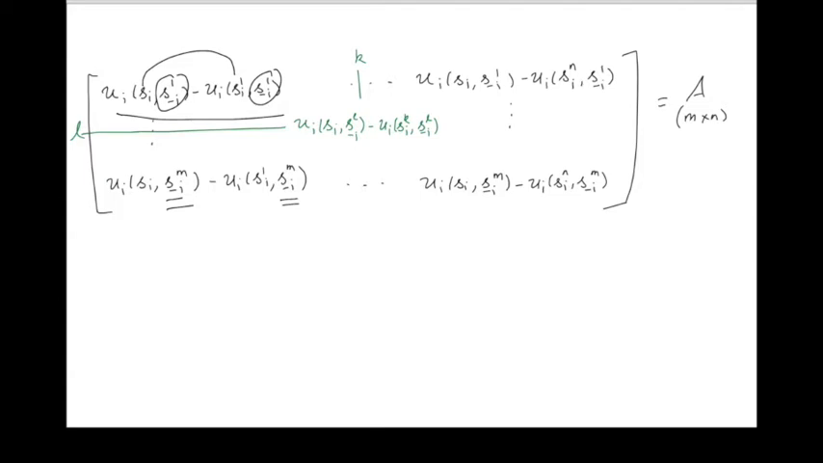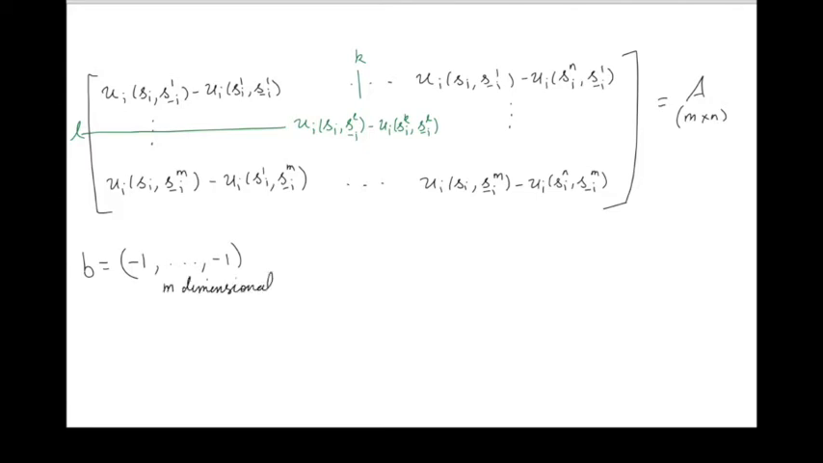So we do this for every combination of alternative strategies s_i' for player i and strategy profile of everybody else, s_{-i}. Let b be just a vector of -1s. Remember, b is going to be an m-dimensional vector, so an m-dimensional vector of -1s. So by Farkas' lemma, there are two possible things that can happen.